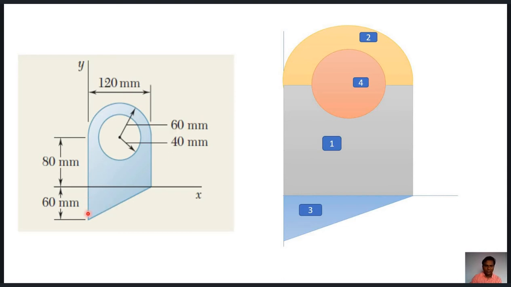Third, we can consider this triangle, which is on the lower side of the x-axis. And the fourth one we have to consider is a circle. This circle is not part of this body or area, which means we need to exclude or subtract it. So this is the fourth area which we need to subtract. Now let us see one by one how to locate the centroid of each area, and then how finally we can find the centroid of the given area.